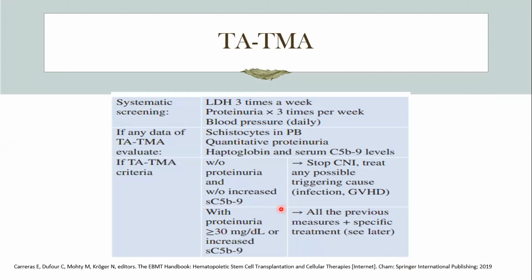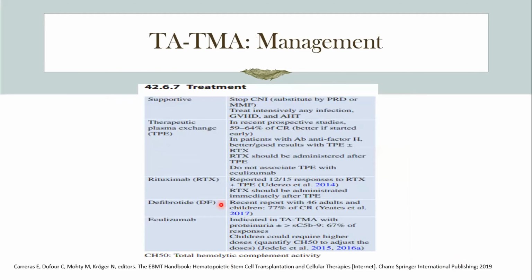If the patient does not have proteinuria or an increase in complement, you can simply stop the calcineurin inhibitor and treat any possible triggering cause, such as infections or GVHD, which I mentioned earlier. But if the patient does have proteinuria and increased complement, then more specific therapy is probably needed, in the form of therapeutic plasma exchange, rituximab, defibrotide, which comes up again, and complement inhibitors. I'll speak about these drugs more in depth when I finish all the syndromes.